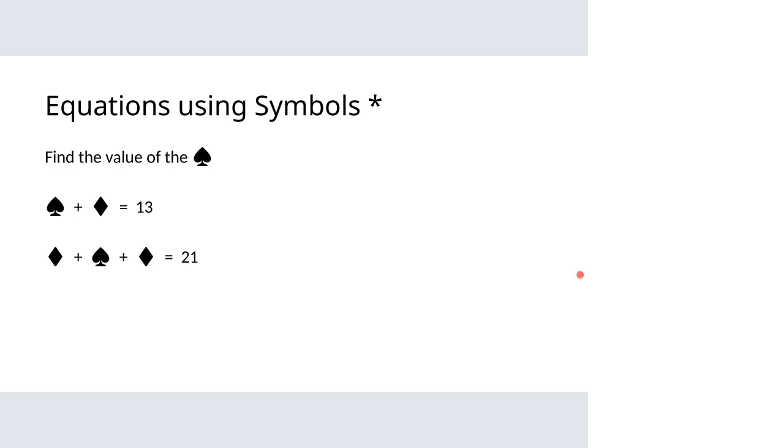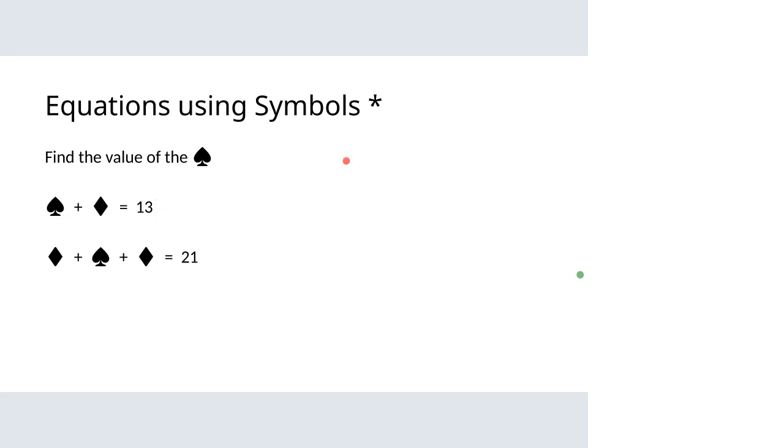So the last time we were able to just solve right away for one of the symbols. Here we can't do that. But what we can do, very much like what we did with Josh and Rachel, is as I look at the equation on top, what I see there is spade plus diamond is 13. Spade plus diamond is 13.